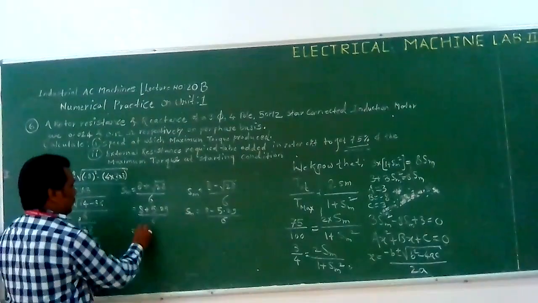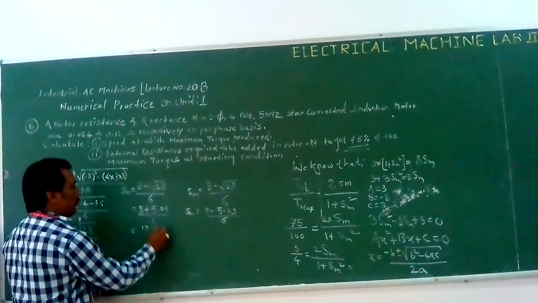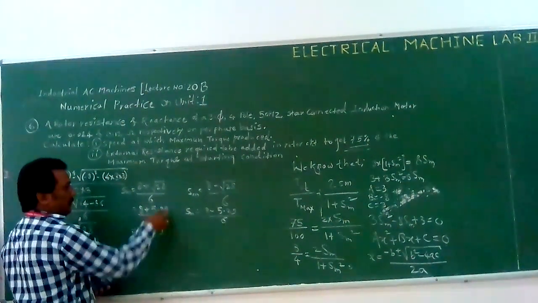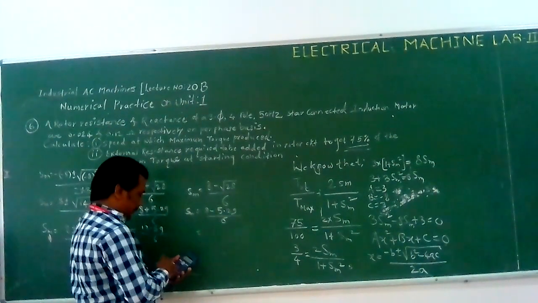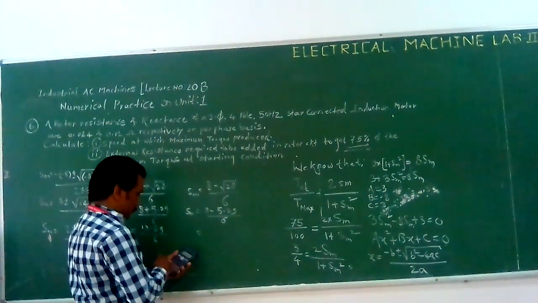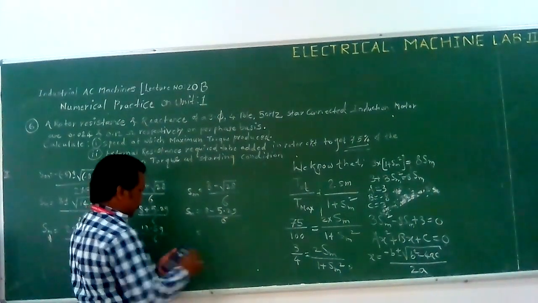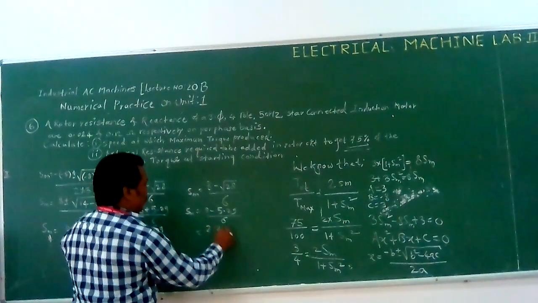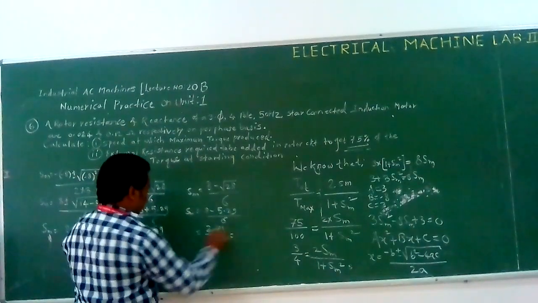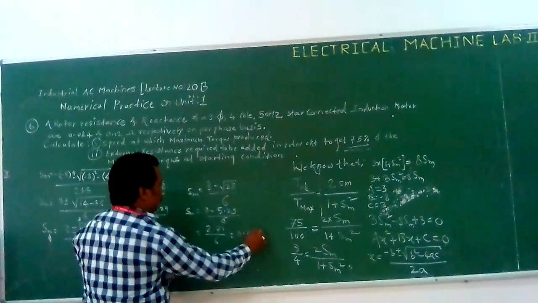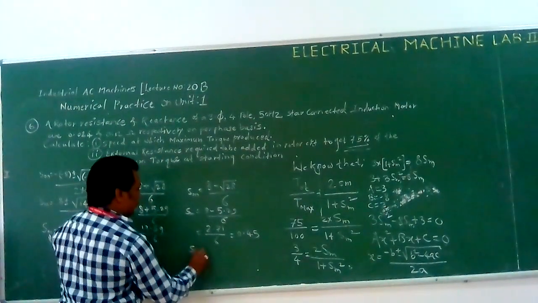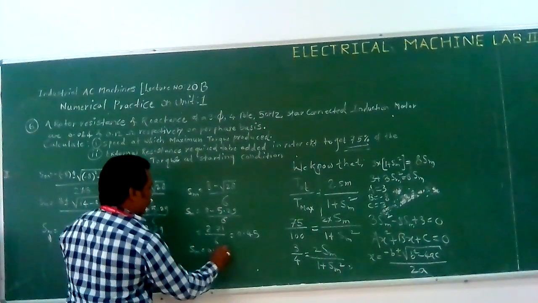Again, 8 plus 5.29 is 13.29 divided by 6. Here 8 minus 5.29 is 2.71 divided by 6, which is equal to 0.45. So here Sm is 0.45.